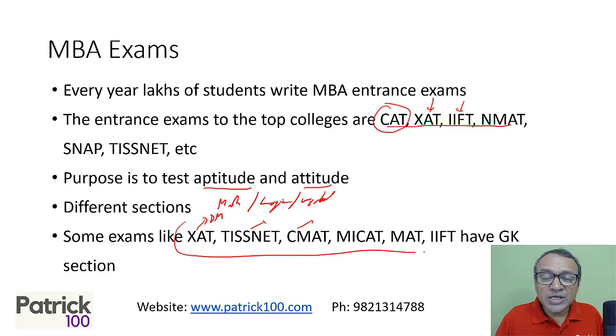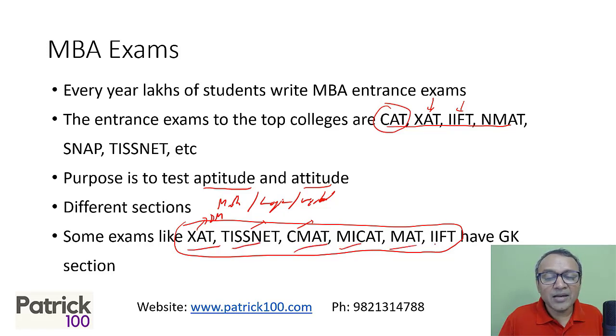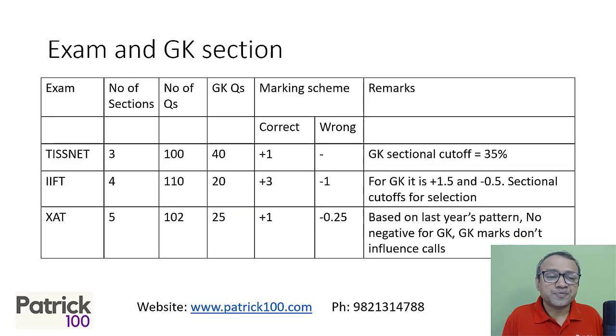Now, in these exams, you have a GK section: XAT, TISSNET, CMAT, MICAT, MAT, IIFT. These are the main exams which have a GK section. The other exams do not have a GK section, right? Now, how do I go about it? What is the weightage of the GK section in these exams?